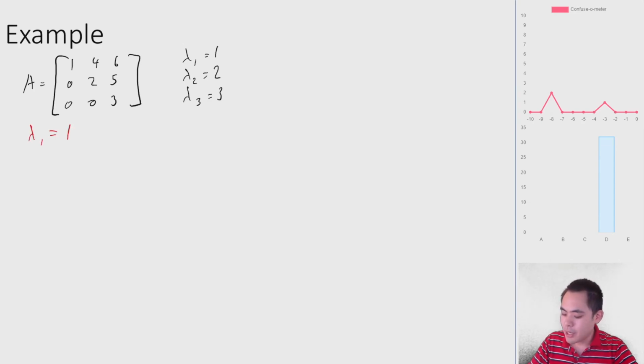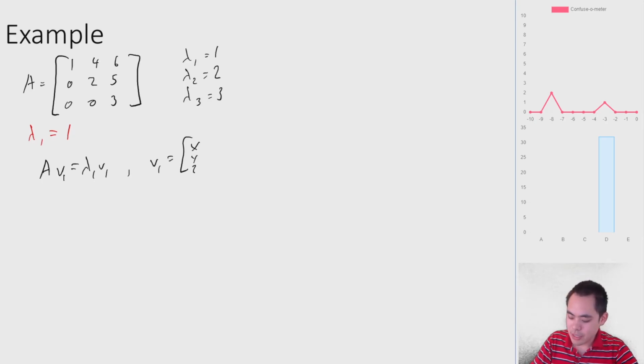Because lambda 1 is equal to 1, we know that A times some vector v1, which is going to correspond to the eigenvector for lambda 1, is going to be lambda 1 v1, where v1 is some vector x, y, z. We don't know what this vector is, and what we want to do is solve for v1. How do we solve for v1? In order to solve for v1, we can just plug it into this system of equations.